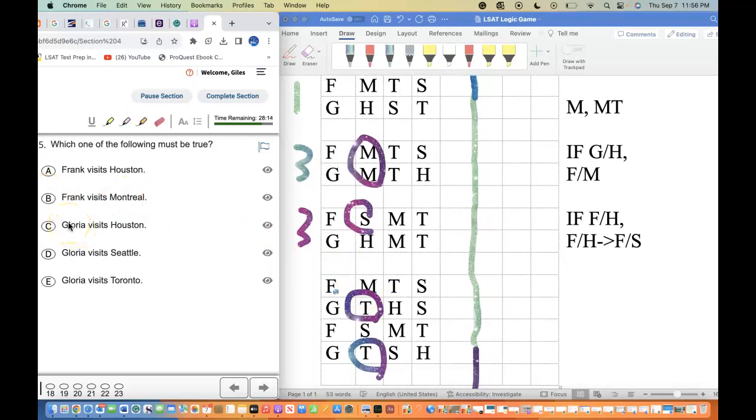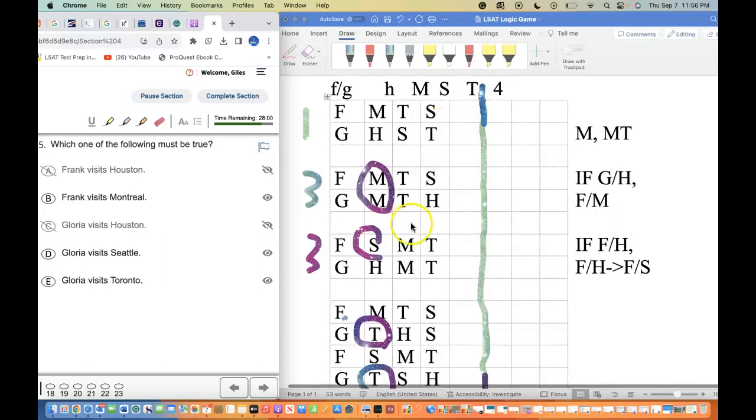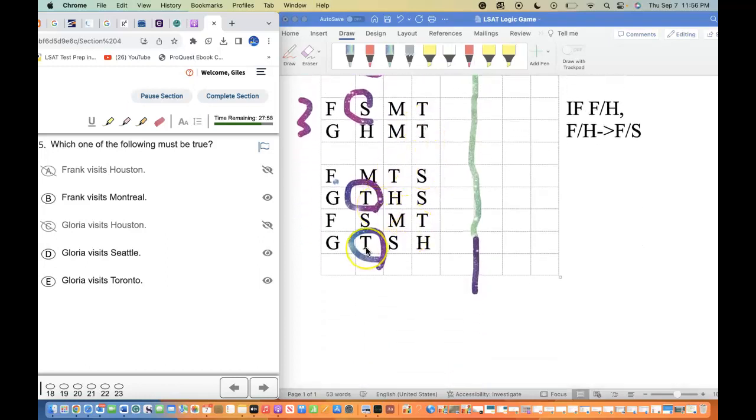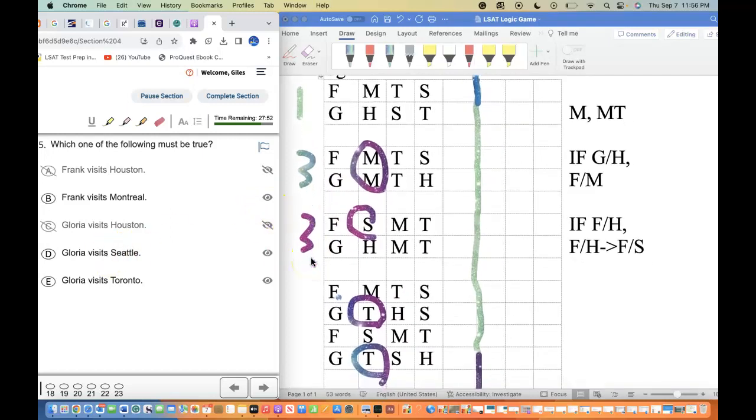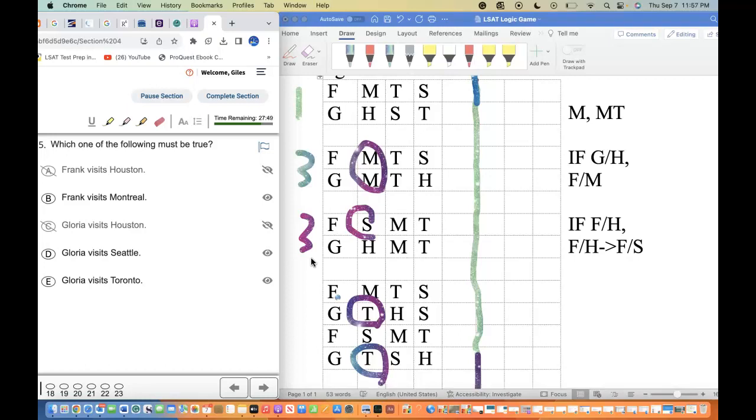Gloria visits Houston. I don't see that. Gloria visits Seattle. I do see that. Gloria visits Toronto. Now, when it comes to Gloria visits Toronto, I see that's 100% complete on all ends. So, just to make sure that we're picking the right one, let's go ahead and see how that was actually won on the game question 2, T being the one that solid represents. Let's go ahead and choose T. And we got it correct.